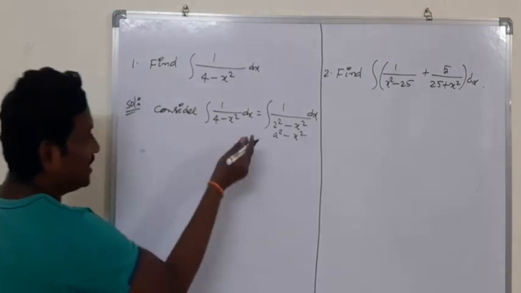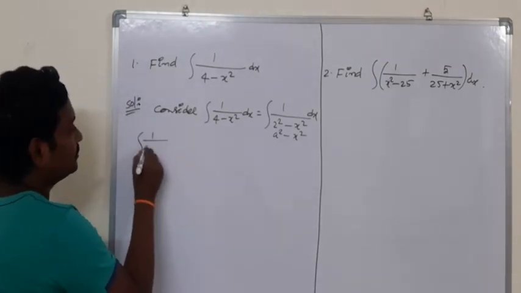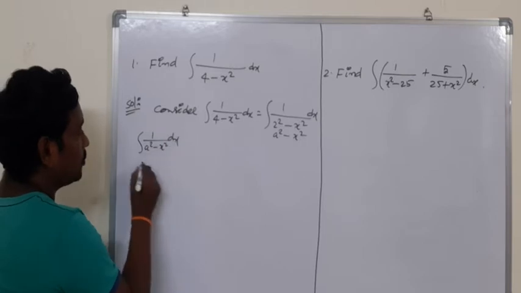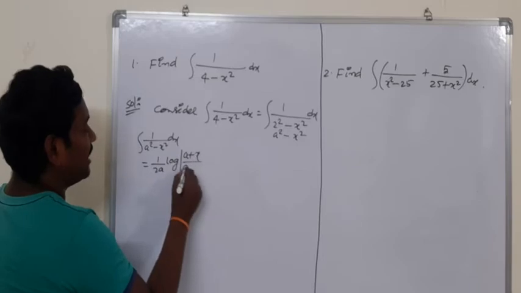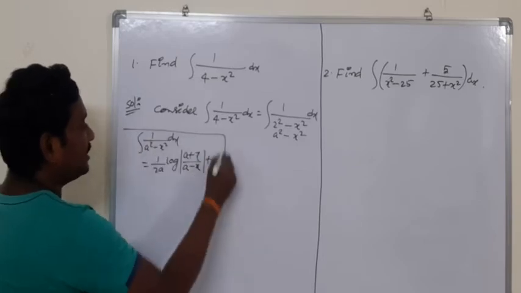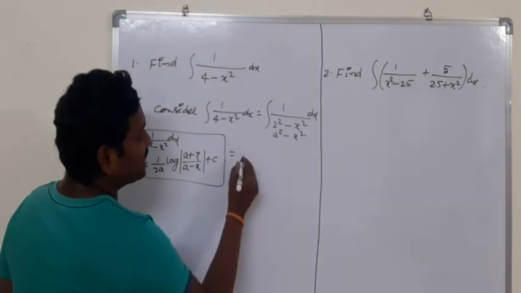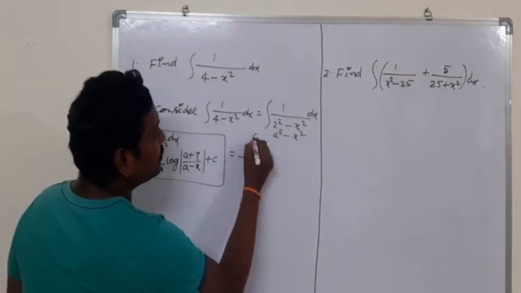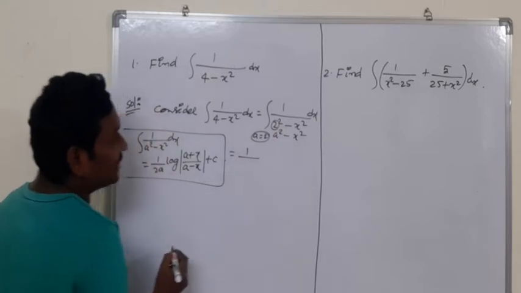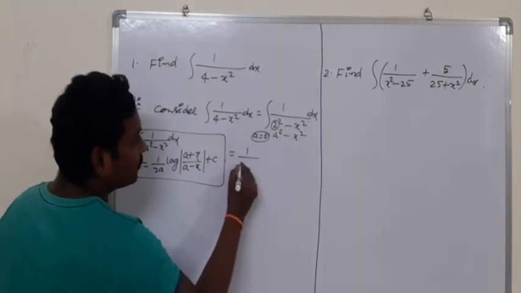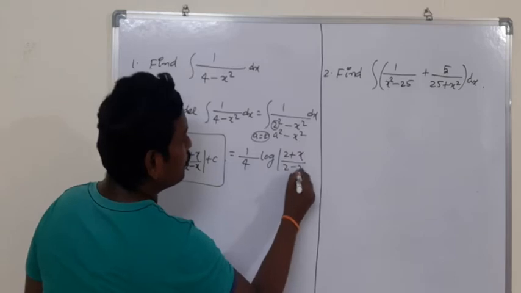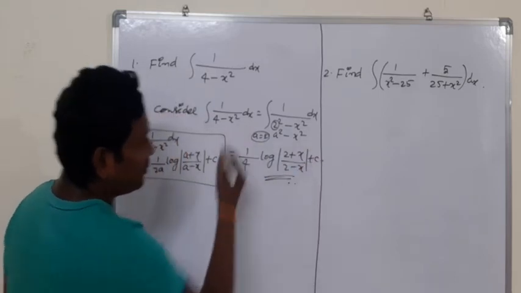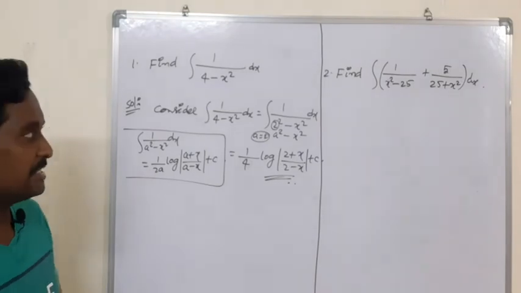What is the formula for integration of 1 by a square minus x square? 1 by 2a into log mod a plus x by a minus x plus c. According to this formula, this integration becomes 1 by 2a. What is the value of a? A is 2. So 1 by 2 2s are 4. Log mod a plus x, which is 2 plus x by 2 minus x plus c. In this way, we can solve the given problem. Please see the next example.